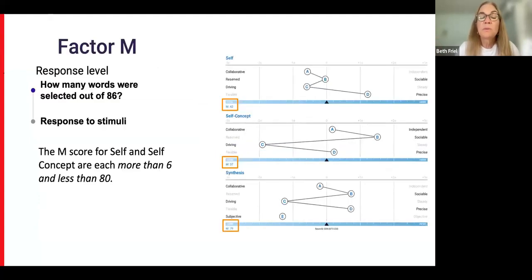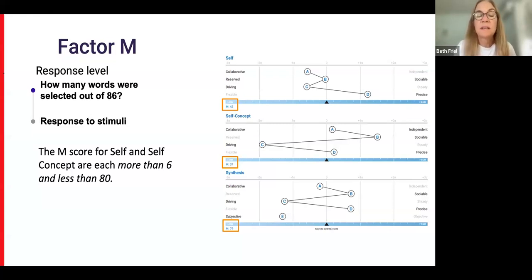Okay. So let's look at how we can tell how much energy they're using. That's the M score. When we look at M, it's called the response level. It's how many words you checked for each question. You remember there's 2 questions. The first one is, how do you think others would describe you? And that goes into self-concept, because it's what you think people expect you to be like. And then how would you describe yourself? That goes into self.